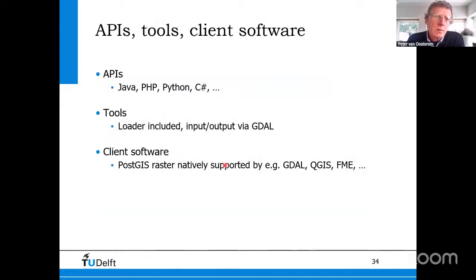The APIs are available for all the normal, or mostly used, programming languages: Python, C, Java. There are good tools, mainly the ones that are already there in GDAL. And we see quite good support of the Postgres raster functionality. You can now access it also in QGIS or in other tools, FME, and also GDAL itself.